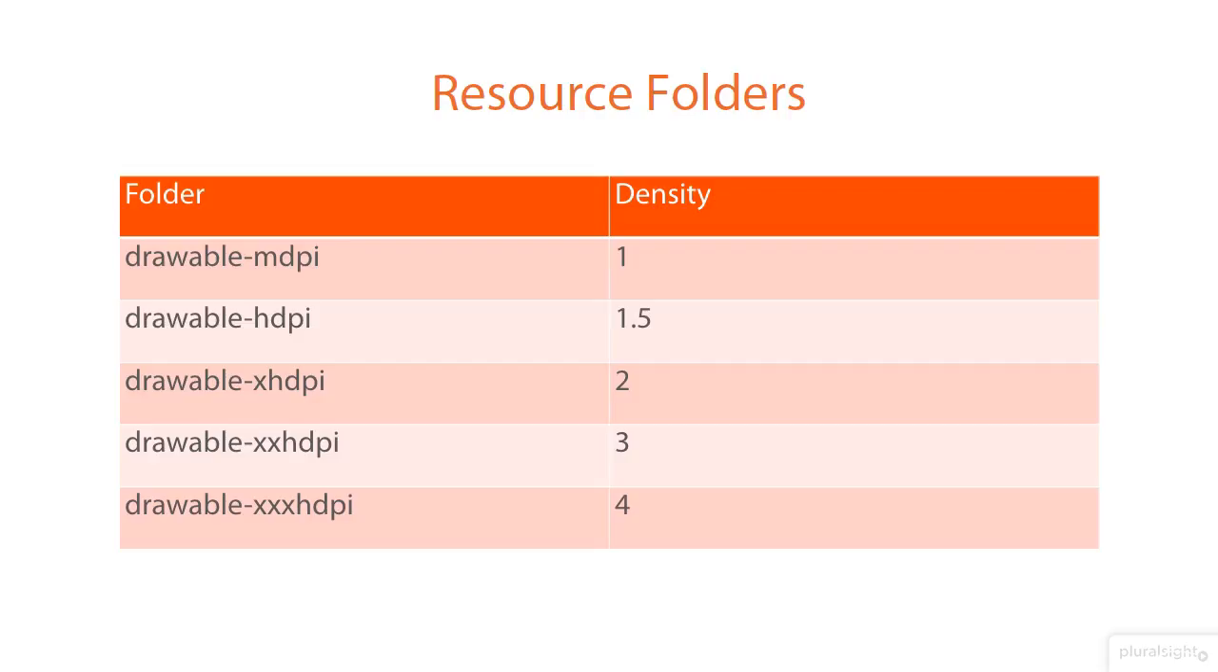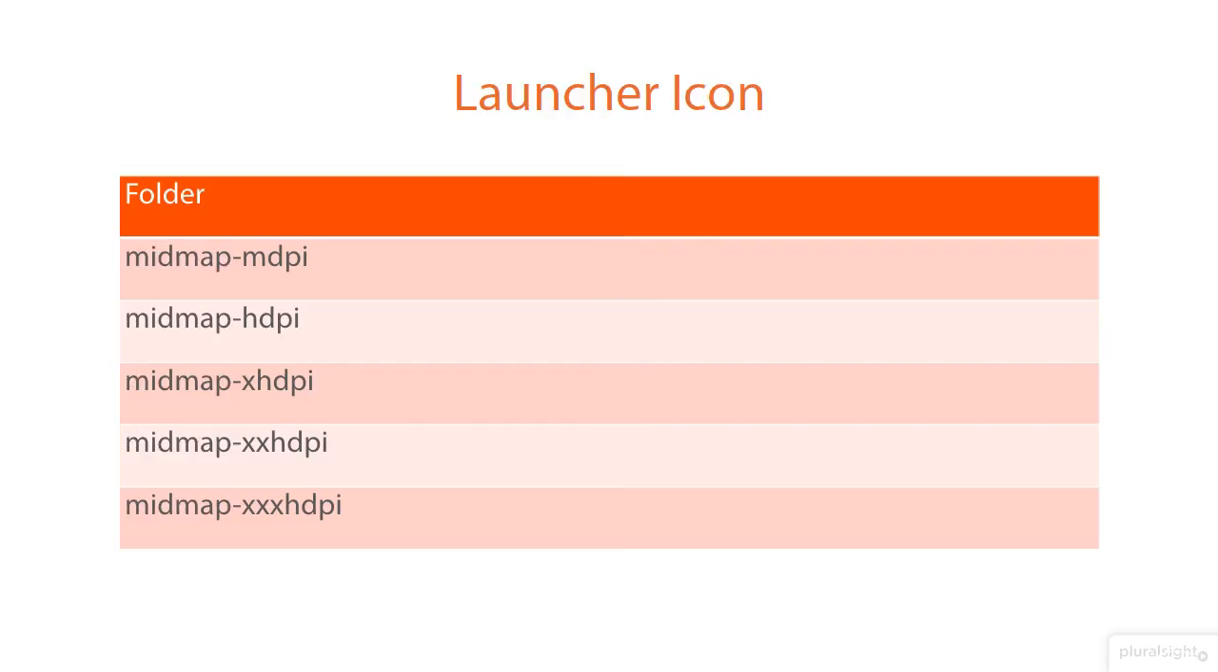Now that we understand drawables and screen densities, let's go ahead and add a launcher icon to our Hello World app. Launcher icon is special in Android because your app icon is displayed slightly larger when it is in the launcher. For that reason, you need to put them in the mipmap folder rather than the drawable folder. Let's see how we do that.